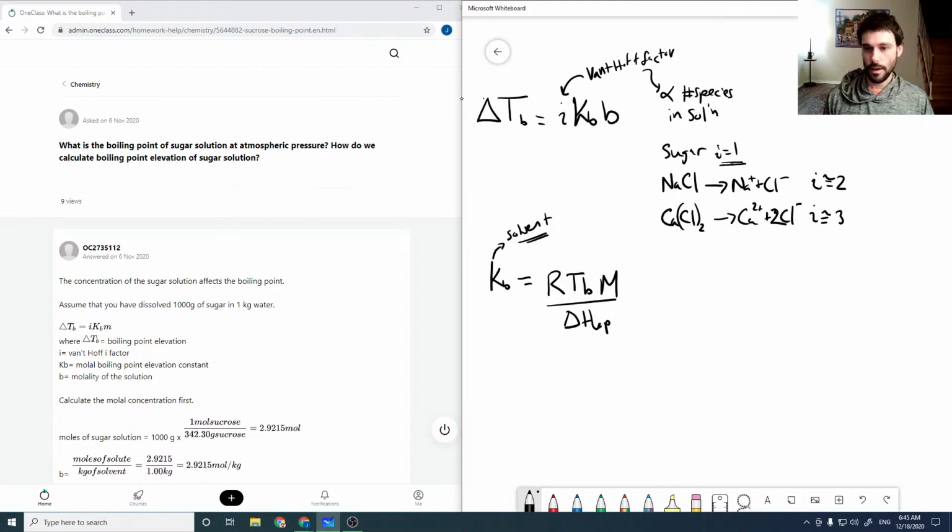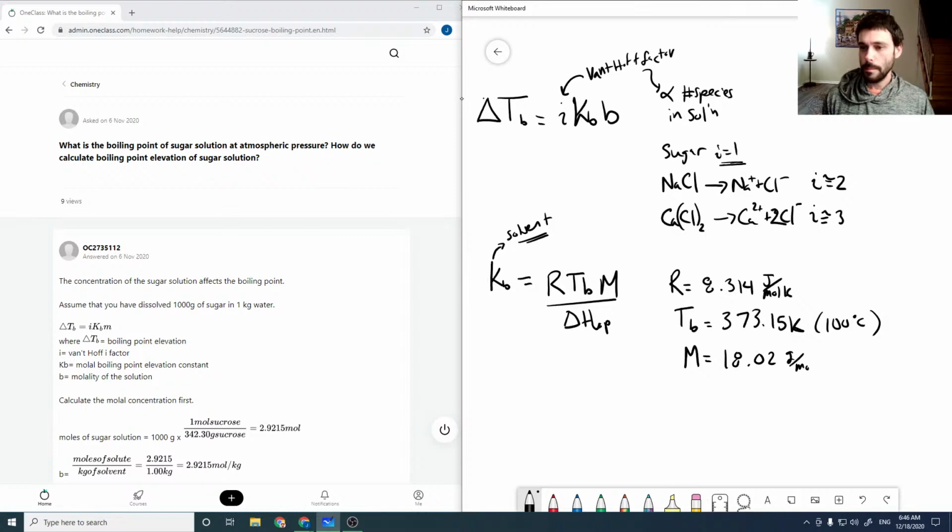So for water, the gas constant for any species is 8.314 joules per mole Kelvin. Our boiling point for water, I'm going to use as 373.15 Kelvin, or 100 degrees Celsius. Our molar mass for water is 18.02 grams per mole. And that should be squared, sorry. And our delta H vaporization for water is 40.66 kilojoules per mole.